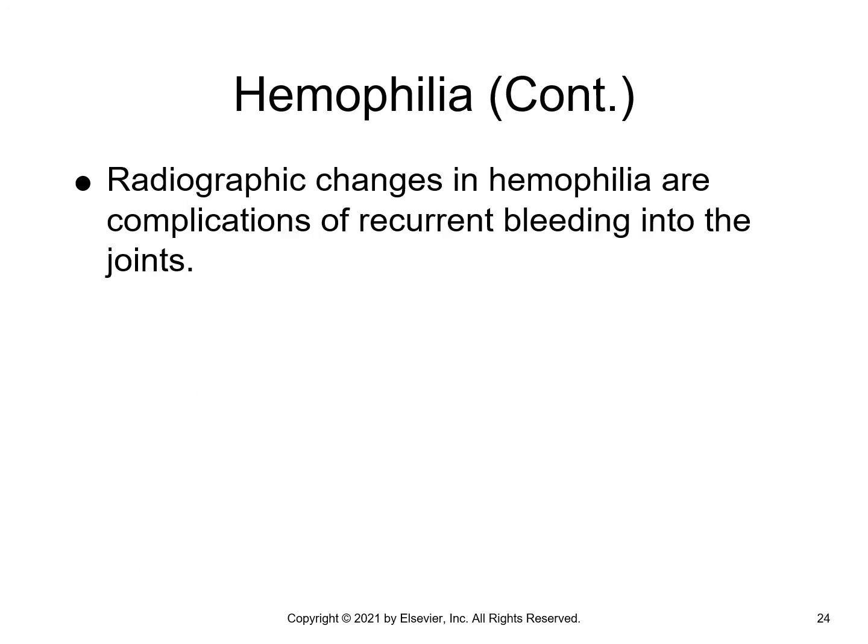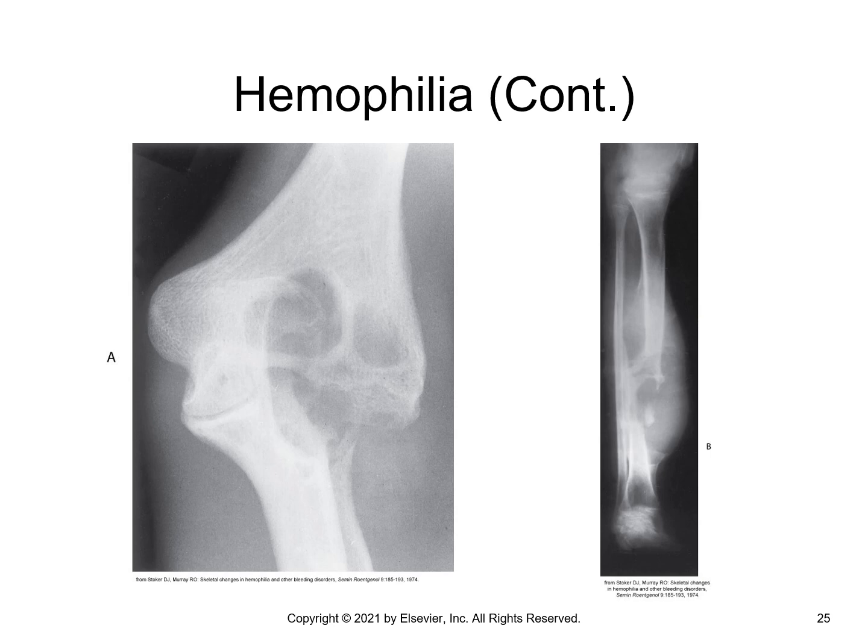Radiographic changes in hemophilia are usually complications because of recurrent bleeding into the joints, or you could find large areas of hematomas in a patient where they've had trouble clotting, and so they've had continued bleeding. Here's an example of hemophilia with long-term bleeding into the joint. Here it is in the more distal tibia.